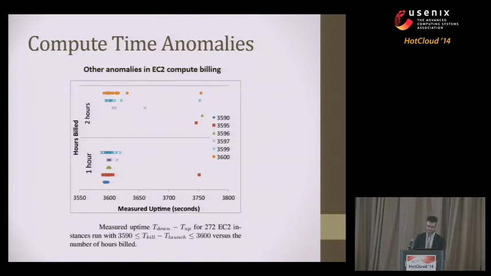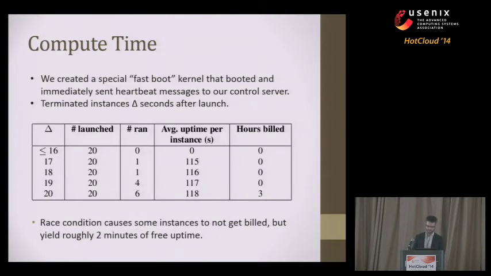We were interested in this and created a special fast boot kernel that would boot very quickly in an instance, just out of init ramfs, and immediately send heartbeat messages to our control server. We then terminated the instances delta seconds after launch, with delta being very low: some number like 15 seconds, 19 seconds, 20. And as you can see here, for delta of 19 seconds, 4 out of the 20 instances we launched received 2 minutes of usable uptime and were never billed. So this suggests a race condition in the billing mechanisms that allows for free compute time.